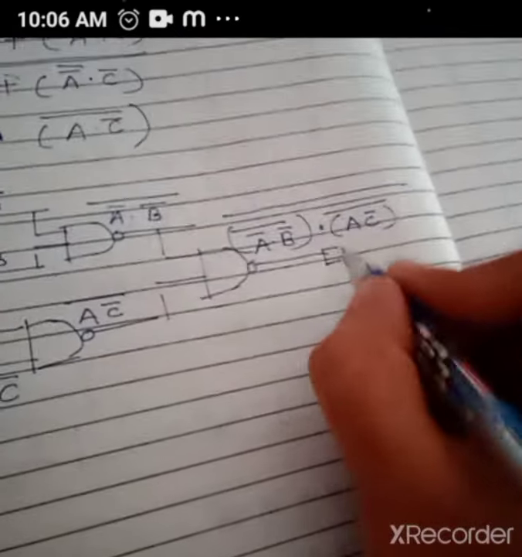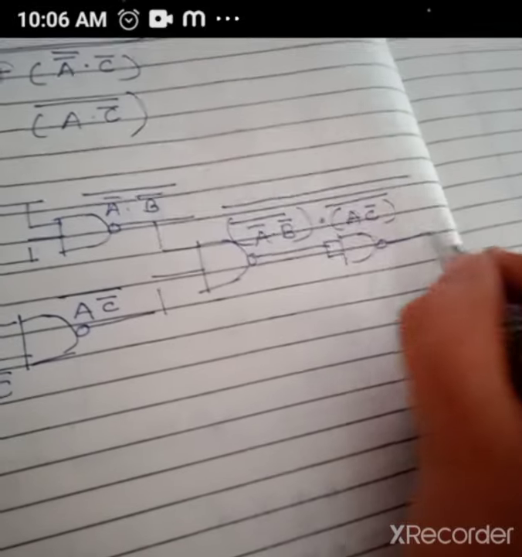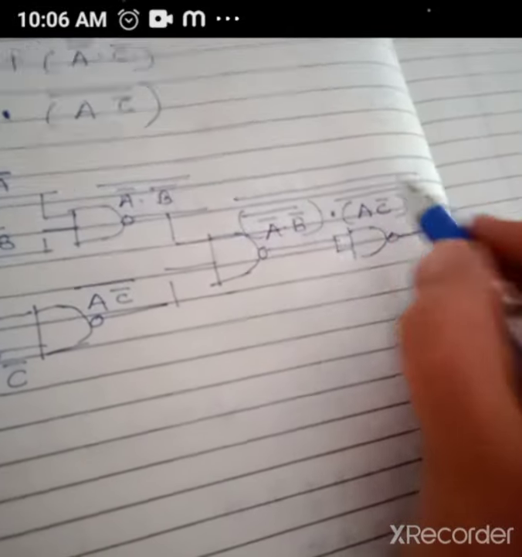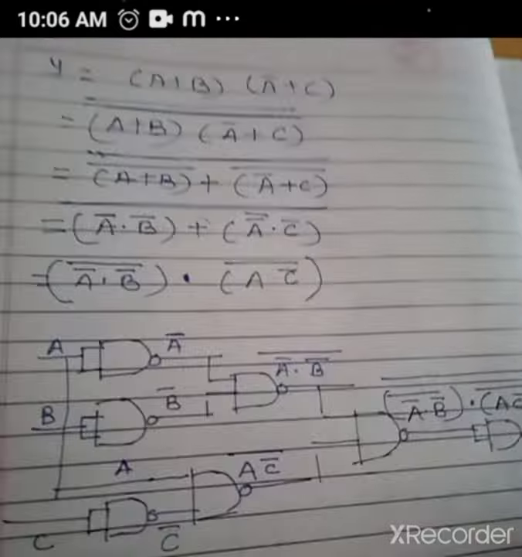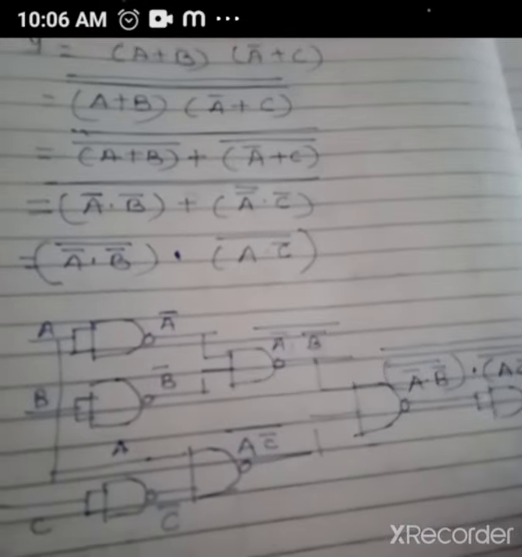So here the bar is not required. If you connect one inverter, it will give a double bar and this double bar will get cancelled. So this is called implementation using NAND.